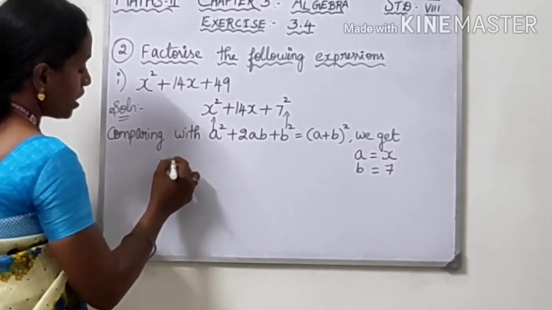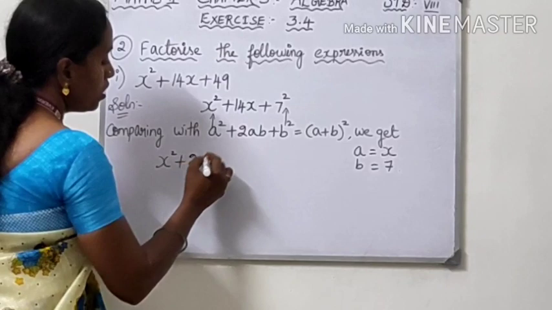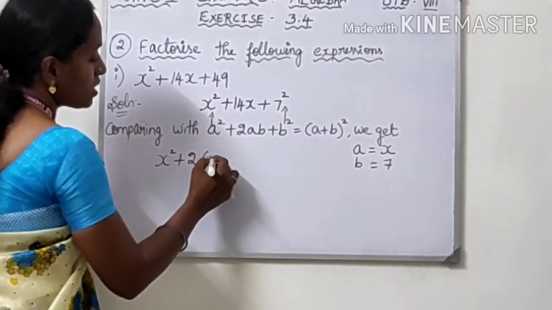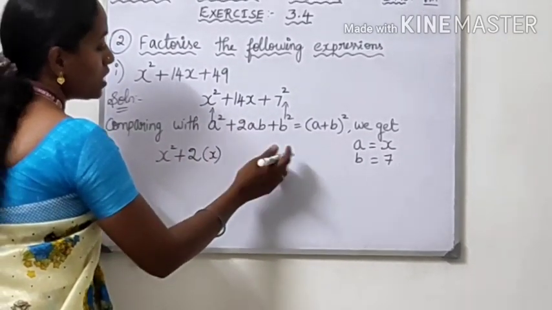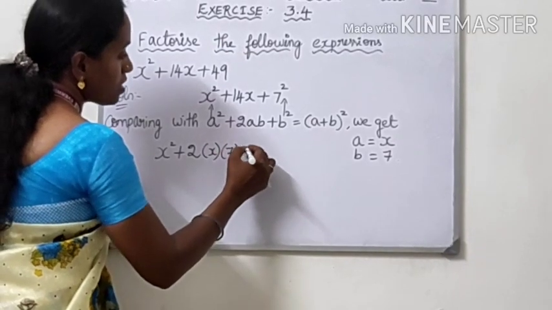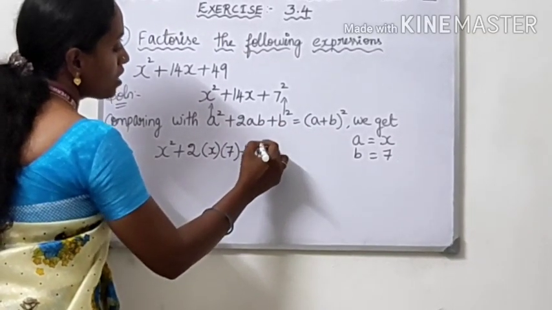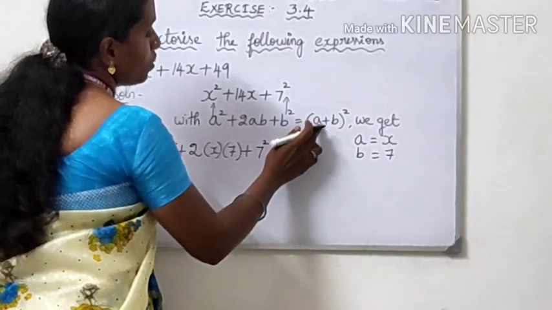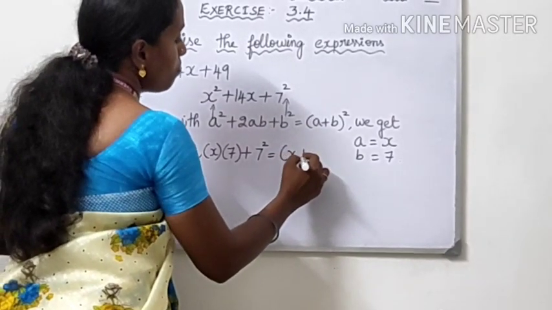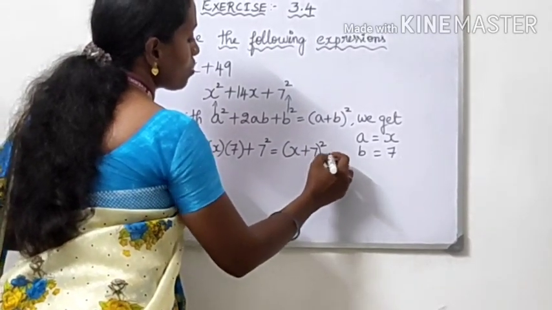Now instead of this a square what can be written now? x square. So x square plus 2, a is nothing but x, and what is the b value? It is 7. Plus, what is the b value? It is 7 square. So it is equal to, what is the a value? x plus 7 the whole square.